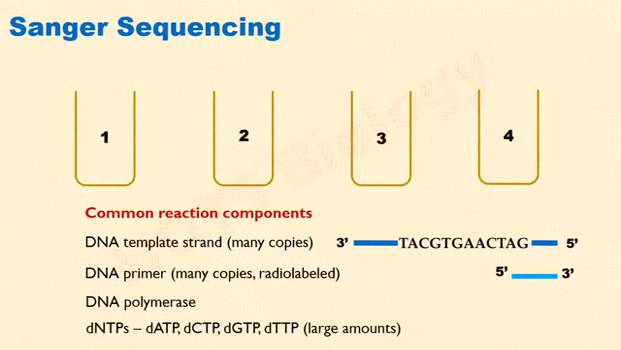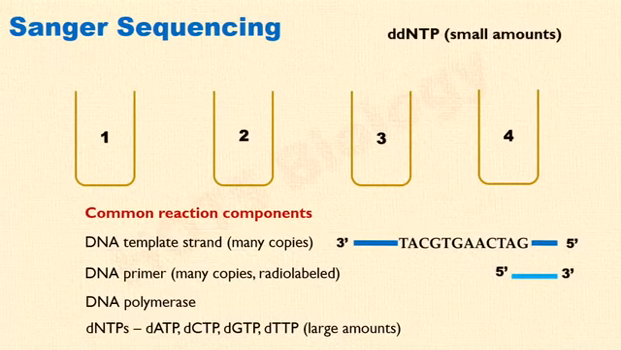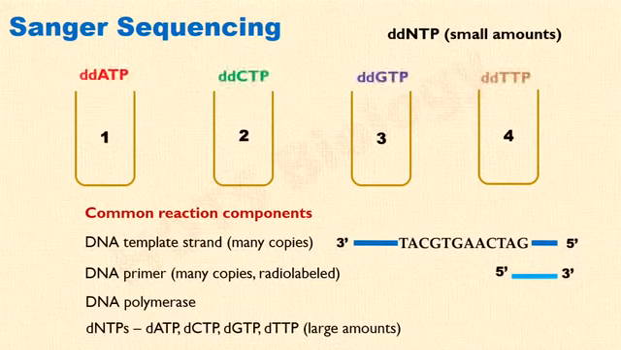Besides these common components, a small amount of one dideoxynucleotide or ddNTP is added in each reaction. This is the component which is different in each reaction. So, for our illustration, let's say ddATP is added in the first reaction, ddCTP in the second, ddGTP in the third and ddTTP in the fourth.